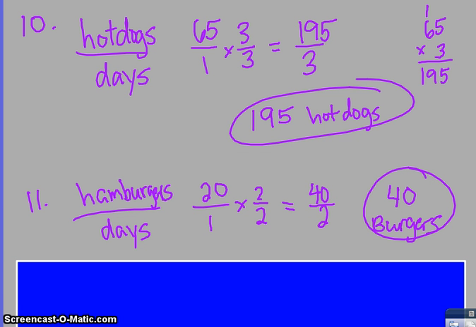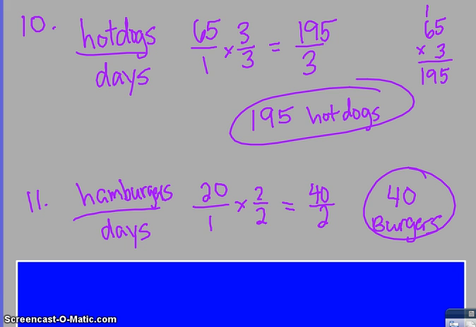Number 11. With the proportion, write the proportion that would be used to show the amount of hamburgers that would be predicted to be sold in 2 days. Well, again, we're going to look at our table, and they sold 20 hamburgers. Here's our words. Start with your words.